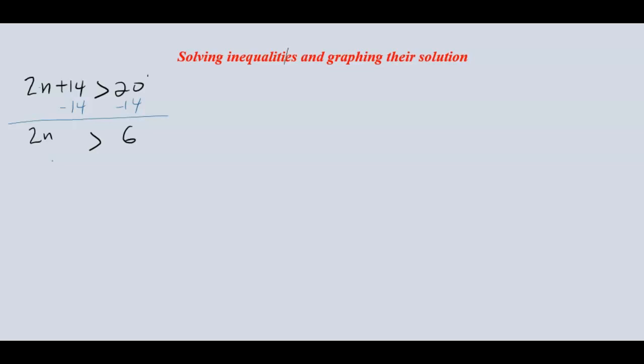Now, we need to get rid of that 2. To get rid of the 2, we will divide by 2, since 2 is multiplying n. So we divide by 2 here, and we divide by 2 here. Now we've got n by itself, and 6 divided by 2 is 3. So n is greater than 3.